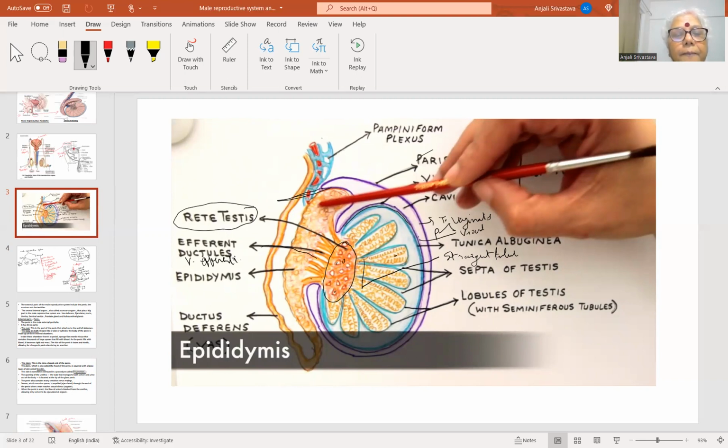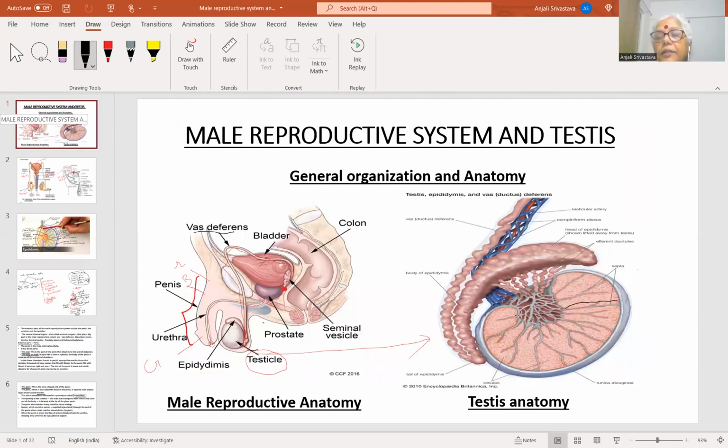Now, these vasa efferentia together open into a very important part of the testis. This is called the epididymis. All these ductules of vasa efferentia are opening into the epididymis, and this epididymis has three important parts: the head, body, and tail, that is caput, corpus, and cauda. The epididymis is divided into three parts: caput, corpus, and cauda. In this epididymis, the sperm is made motile.